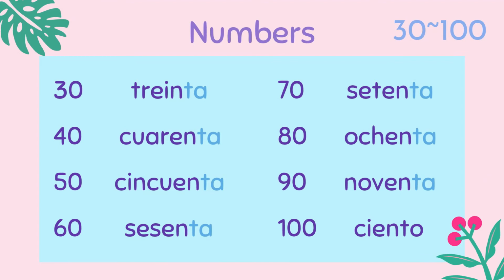Then from 30 to 90, there's a regular pattern. They all end with -ta. And it is more convenient to add numbers into them. We just need to add a letter y after them. Then we can add the numbers from 1 to 9 directly. For example, 30 is treinta. And if I want to say 36, I would add y and 6 after it. Makes up treinta y seis. Let's see from 30 to 100.